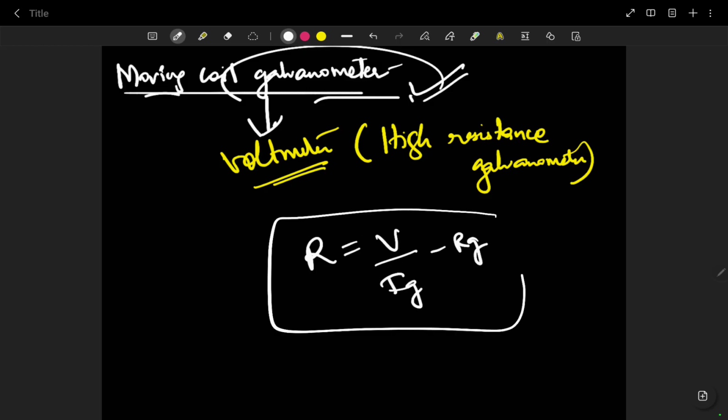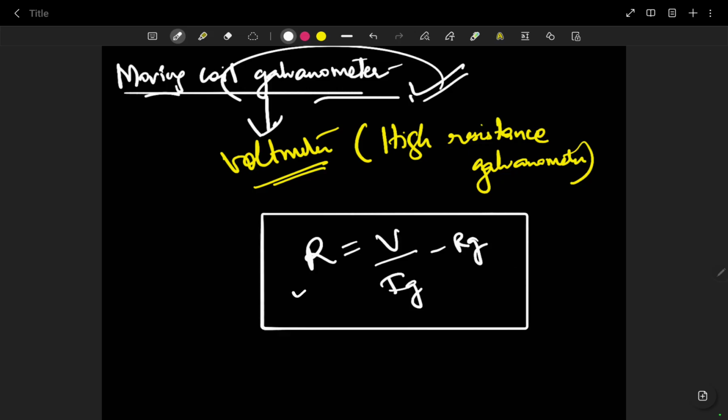So I hope you know the parameters now, right? This R would be the resistance of the series connection of the resistor that you are joining with the moving coil galvanometer to make it a voltmeter. So this is the resistance of the galvanometer, this is the voltmeter's voltage, this is the current of the galvanometer, and this is the desirable resistance that you will add in series with the moving coil galvanometer to make it a voltmeter.